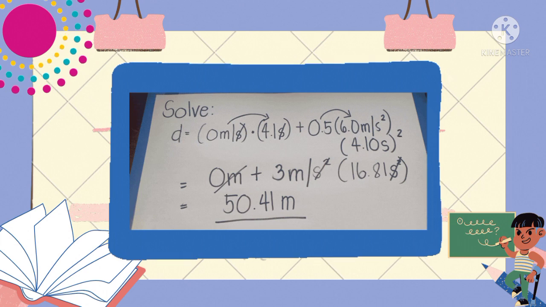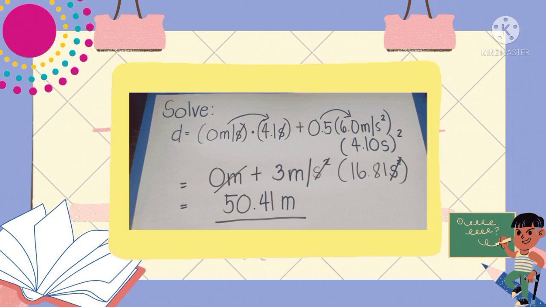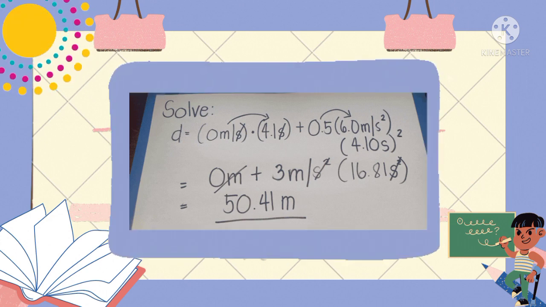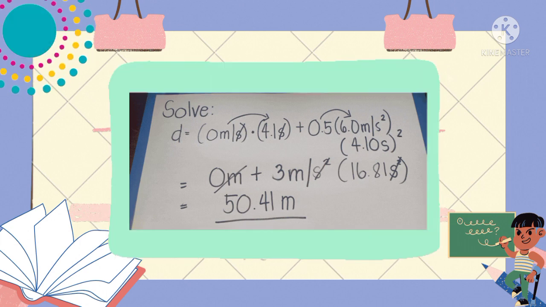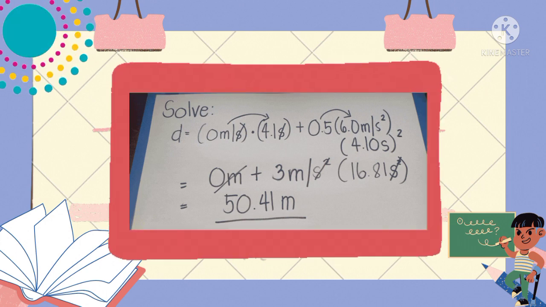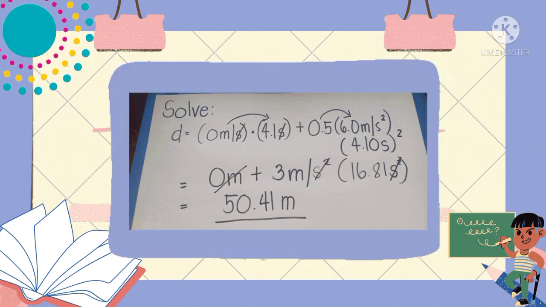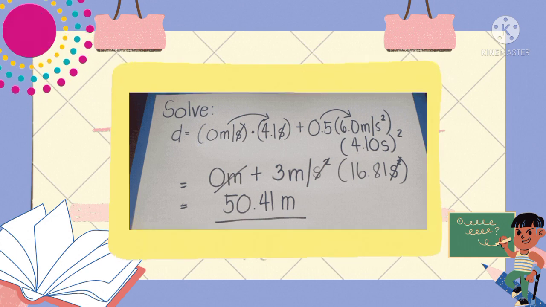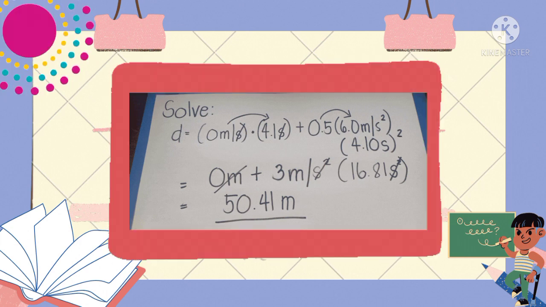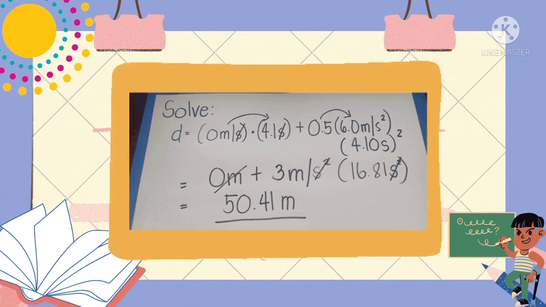As you can see, I canceled the seconds squared from the 3 meters per second squared and the 16.81 seconds squared because they are the same. You will cancel all the units that are the same. So we will come up with the unit for the displacement. The unit for displacement is meter. Now, you're going to multiply 3 meters by 16.81. So the answer will be 50.41 meters. The displacement of Mia's car is 50.41 meters.